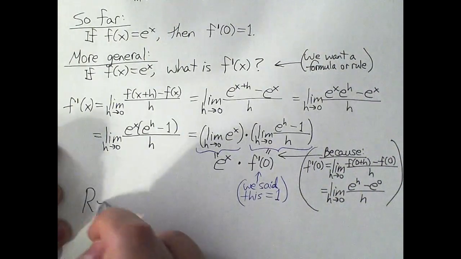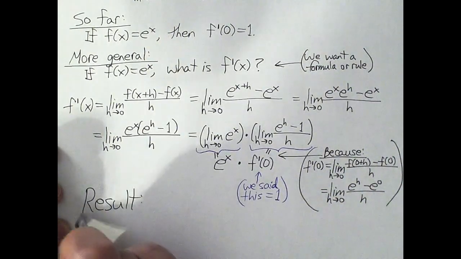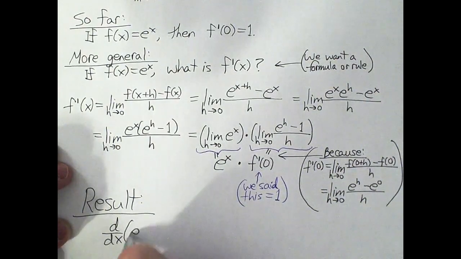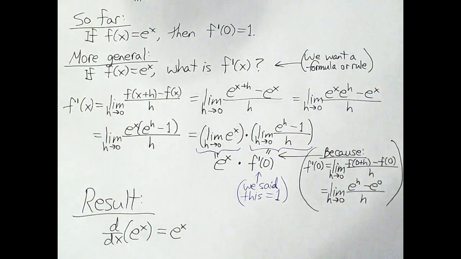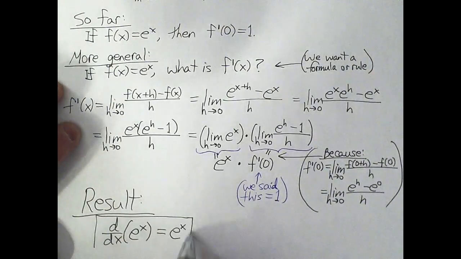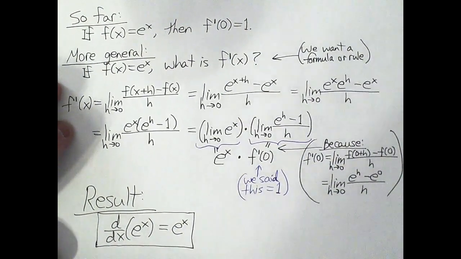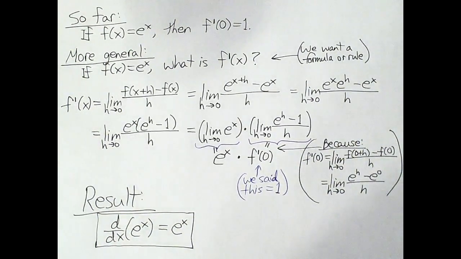So the result, the rule that we've been looking for, the derivative of e to the x is equal to e to the x. It's e to the x times 1, but we don't need to write times 1. So that's pretty cool. We just derived a new rule, and the rule itself is very easy to remember. Anytime you have to do a derivative of e to the x, it just equals itself.